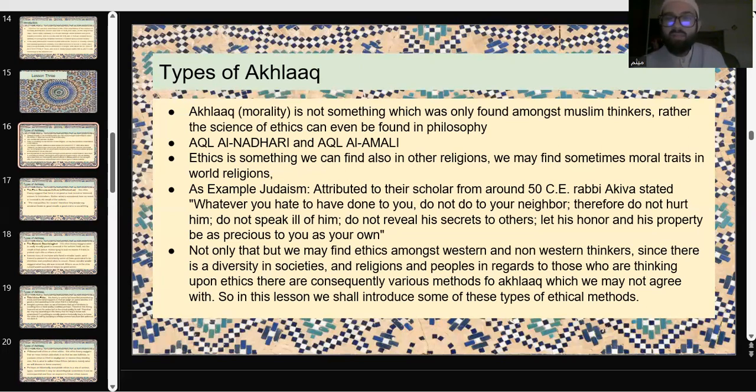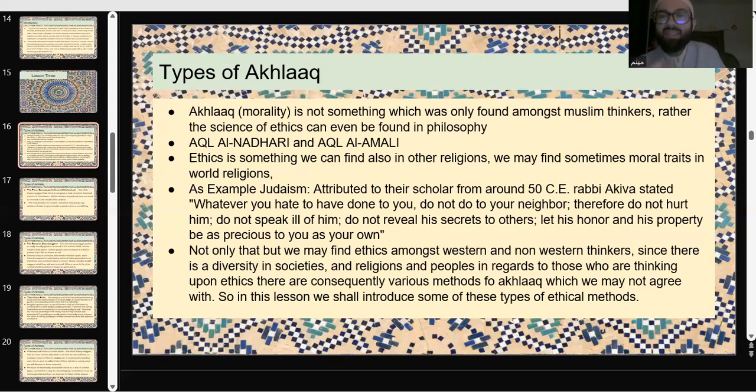So not only that, but we may find ethics or morality amongst Western and non-Western thinkers as well. Not only just the religious people, not only just the scholars of religions, not only just the philosophers, but we also find akhlaq or morality or ethics being a topic amongst Western and non-Western thinkers. Since there is a diversity in societies and religions and peoples in regards to those who are thinking upon this ethics, there are consequently various different methods amongst people, which we may not agree with.